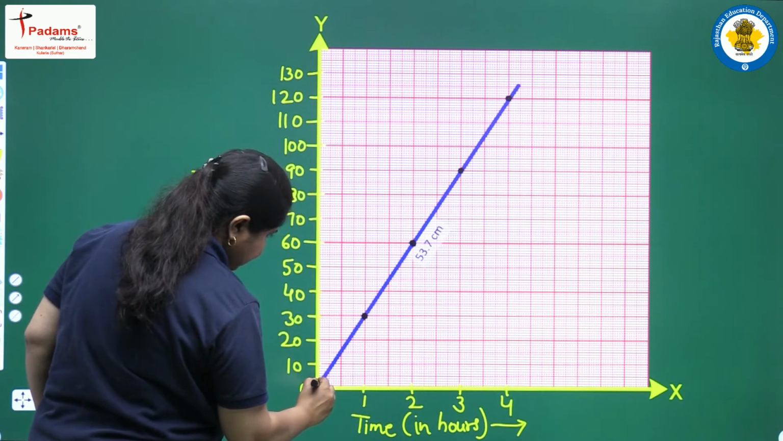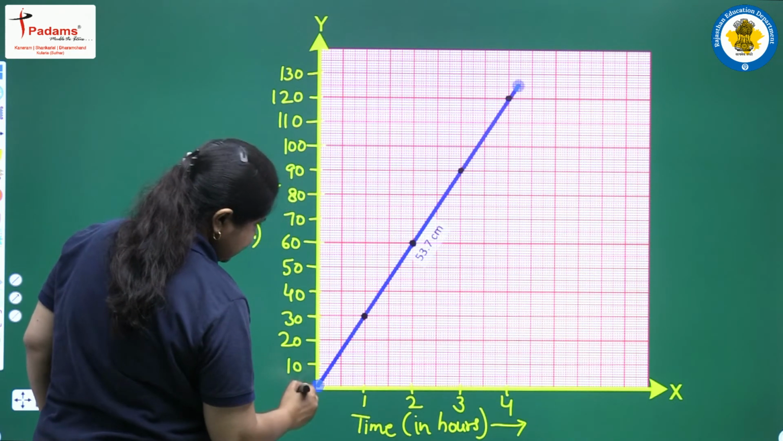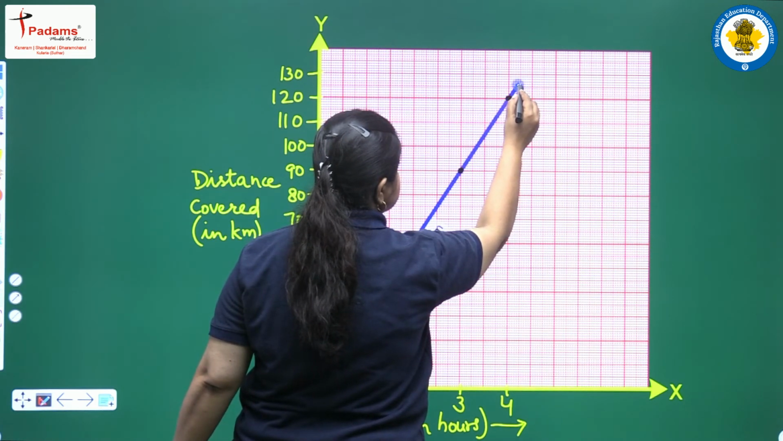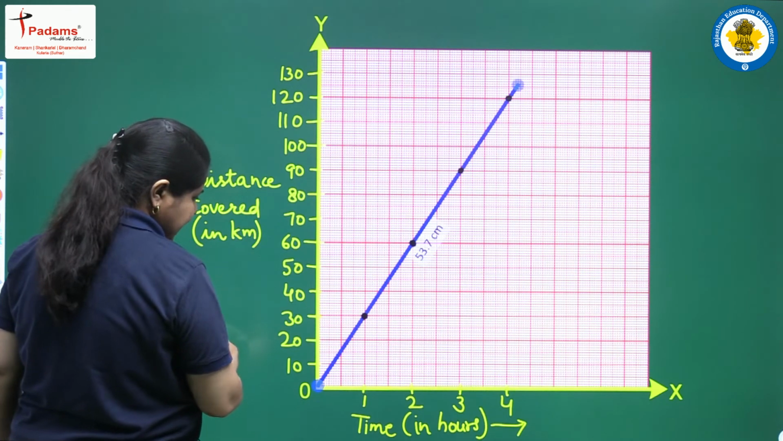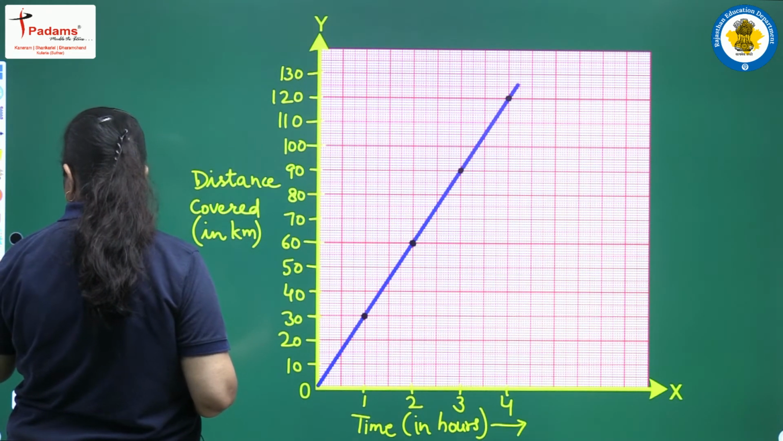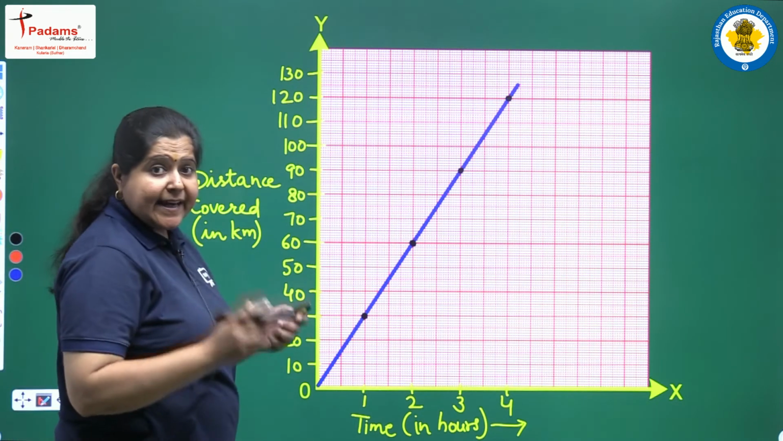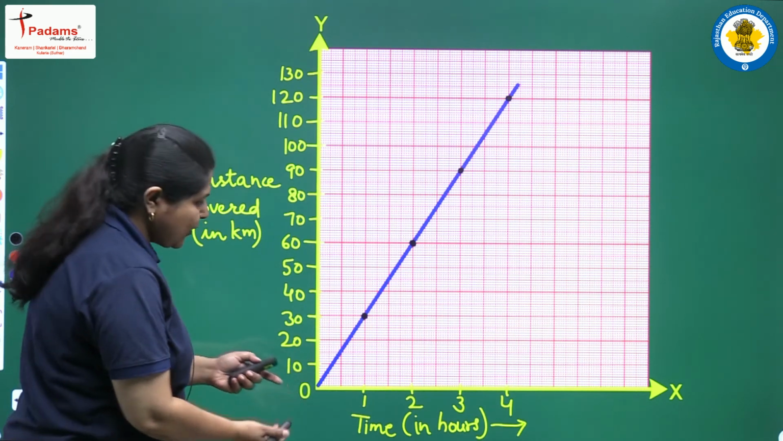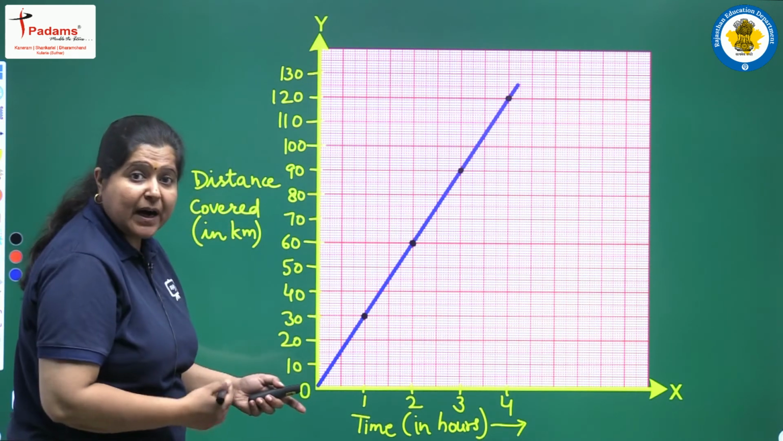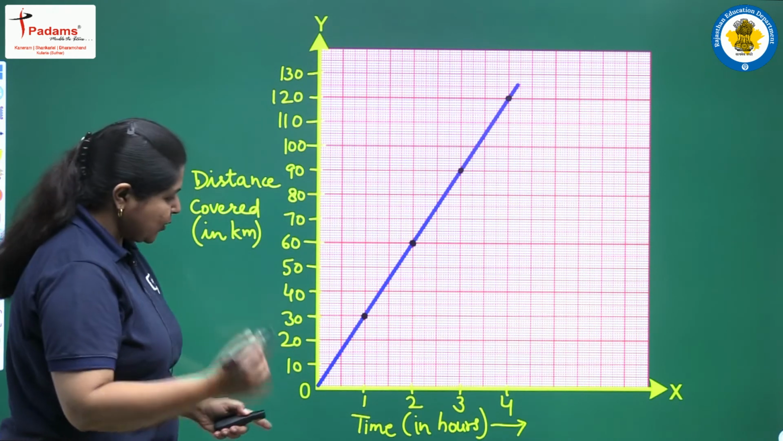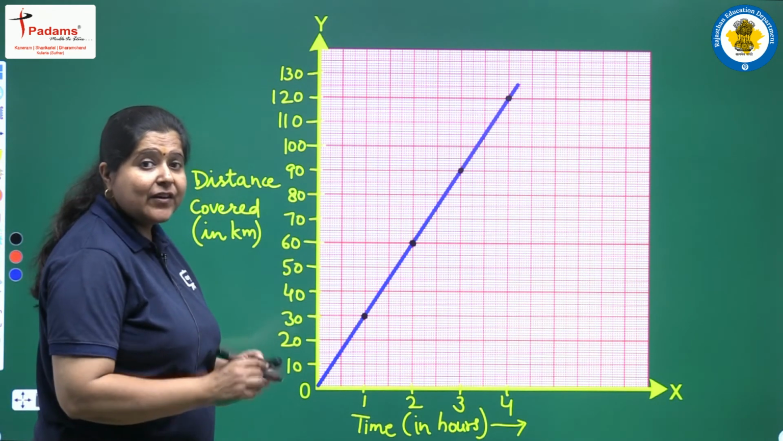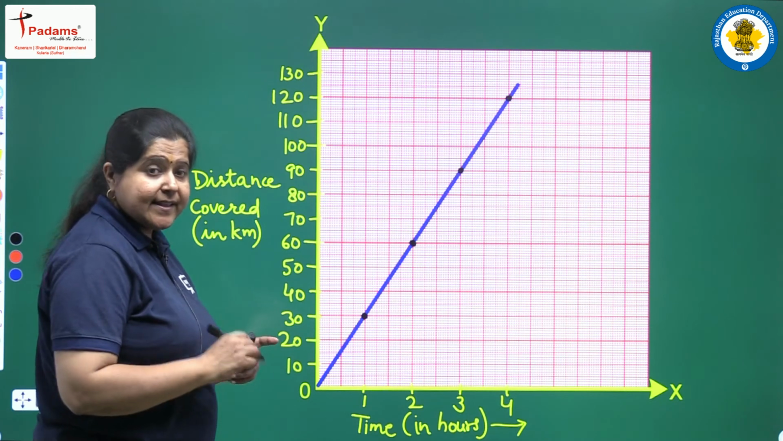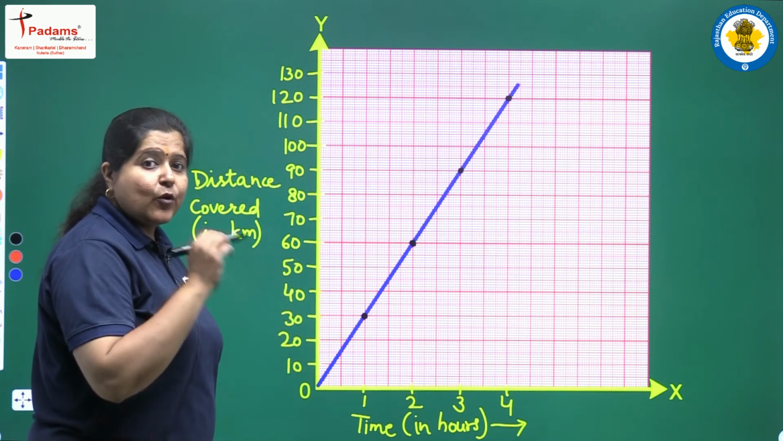And what we see here, again, is it passing through the origin? Yes, it is passing through the origin, because when the time is 0, actually when the vehicle is at rest, the distance covered is 0. So when it is starting, the distance covered is 0, and that is why this graph is passing through the origin, whose coordinates are 0, 0. And in this way we have drawn the linear graph relating both these quantities, the time in hours and the distance covered in kilometers. So this is the time distance graph as it was asked in the question.